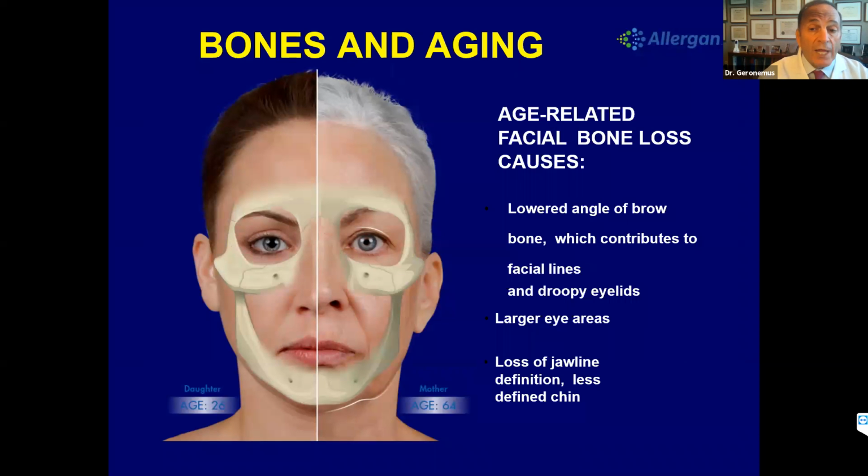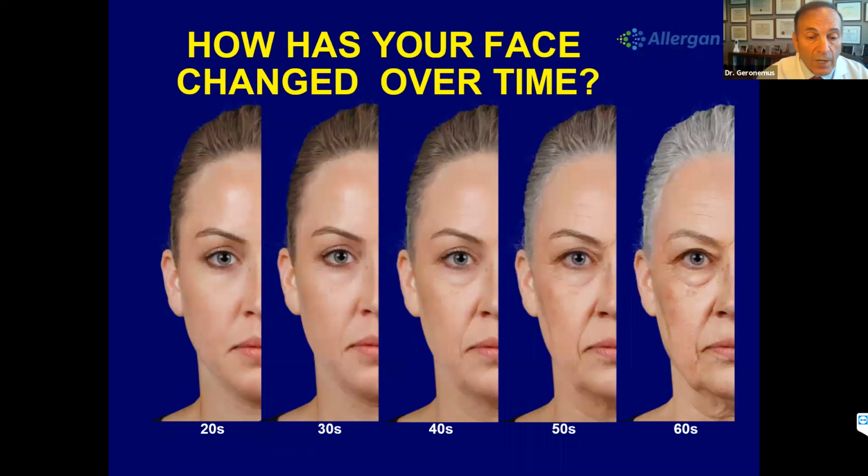And then you have age-related facial bone loss, lowered angle of the brow, the bone which contributes to facial lines and droopy eyelids, larger eye areas, loss of jawline definition, and a less defined chin. What I would add to this slide is the status of your teeth. As people age, if they don't take care of their teeth, they'll see more bone resorption, and this can affect your facial features as well.